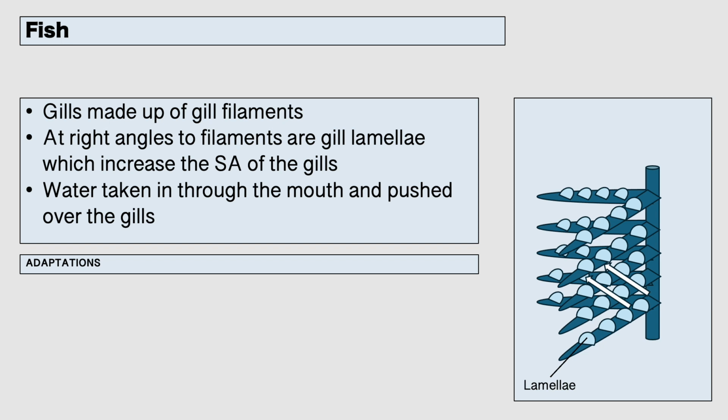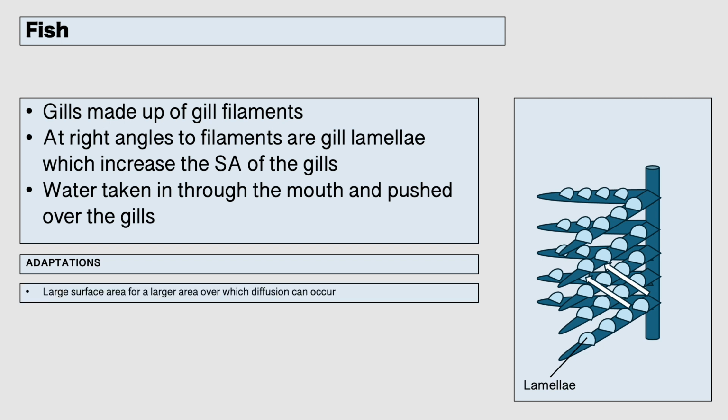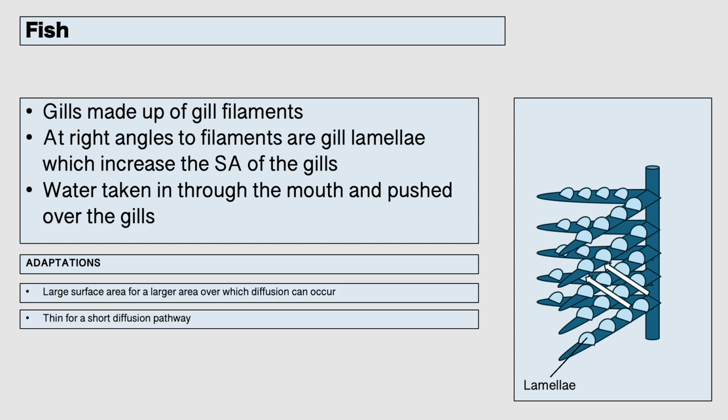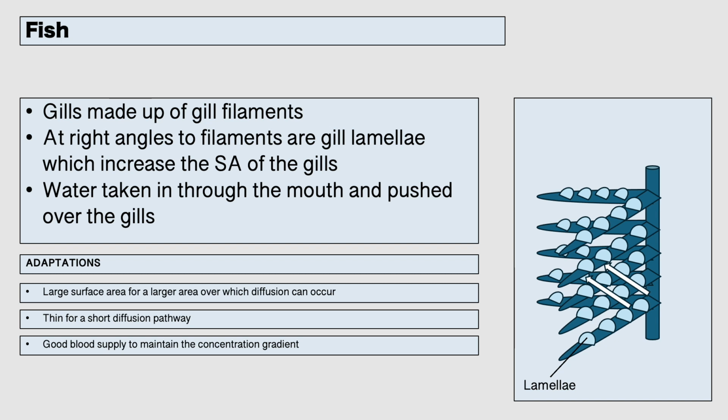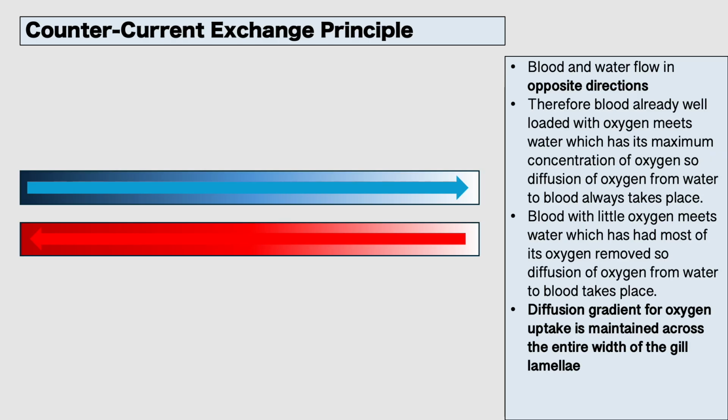Both the filaments and the lamellae provide a large surface area for diffusion, and the lamellae are thin, providing a short diffusion pathway. The lamellae have a really good blood supply as well, which maintains the concentration gradient. To fully maximise the amount of oxygen that diffuses from the water into the blood, fish use something called the countercurrent exchange principle. This is all based off of the blood and water flowing in opposite directions.